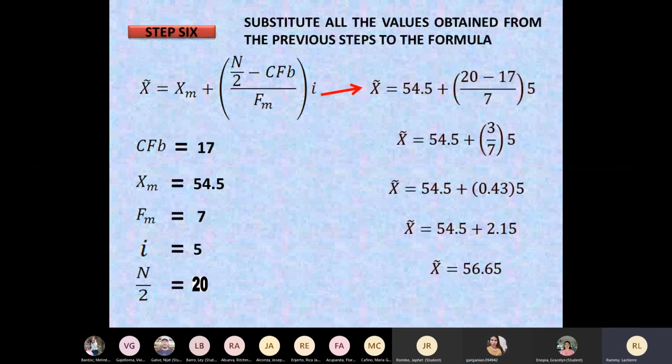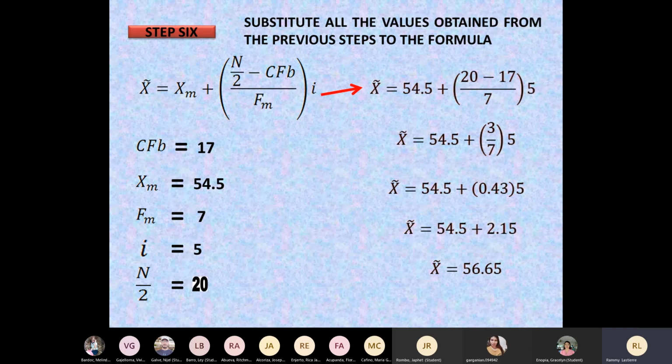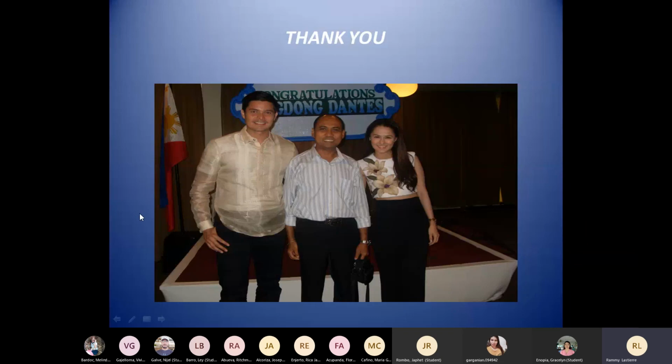So by next meeting, every other tayo, no? Yes, Doc. So what will be the next meeting natin? By November 22. Okay, sa November 22. Next meeting natin, 22. Okay? Sige.